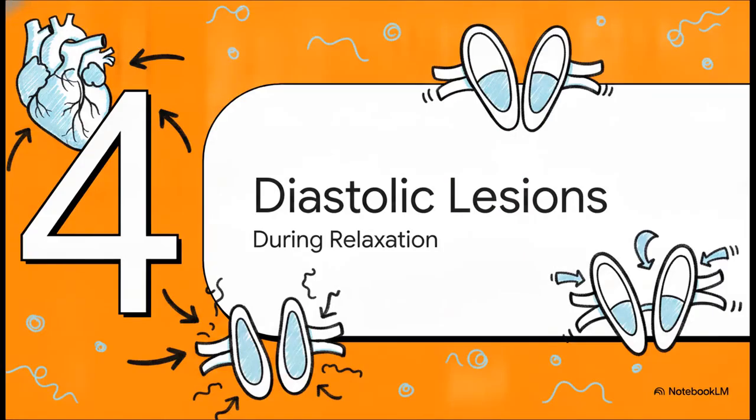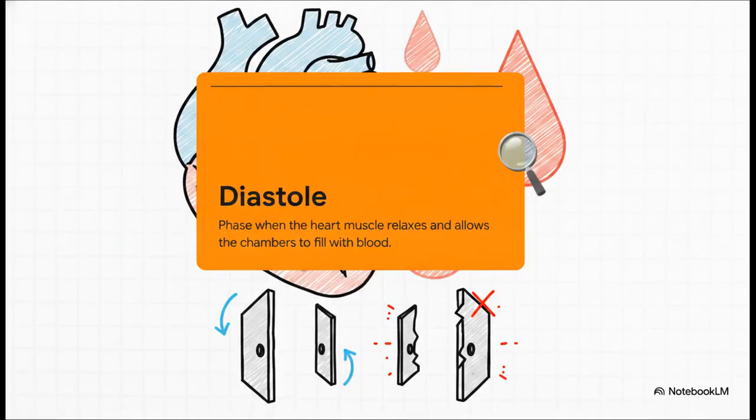Section 4, Diastolic Lesions Explained. All right, we've covered the contraction phase, so let's transition smoothly from the active squeeze to the relaxation phase. Once again, establishing our baseline. Diastole is the phase where the heart muscle relaxes and simply allows the chambers to fill with blood. The pressure inside the main pumping chambers drops significantly, and a totally different set of mechanical doors step into the spotlight to either do their job or fail.